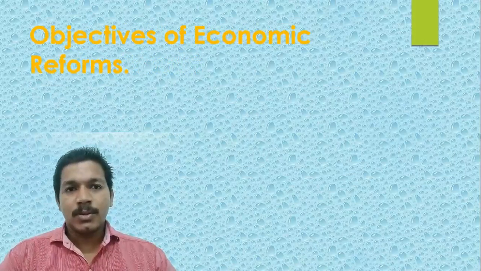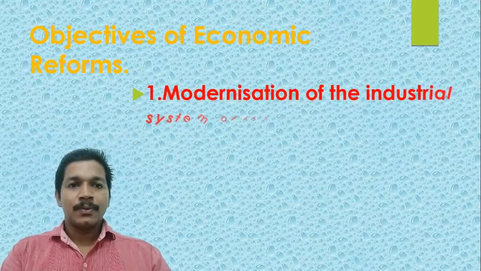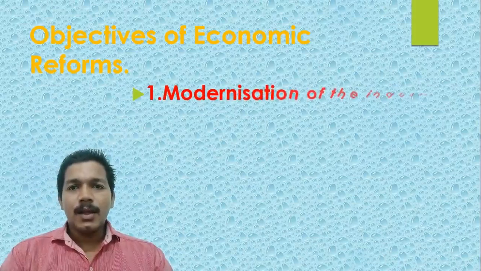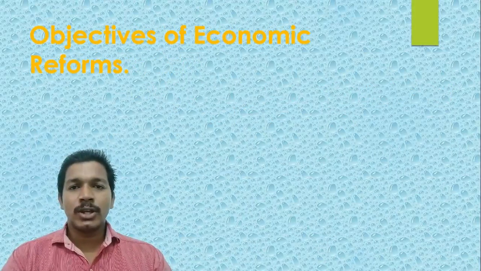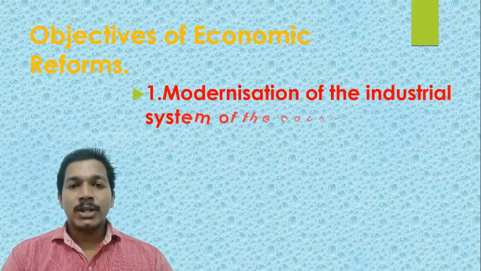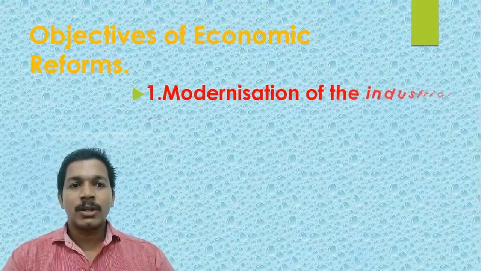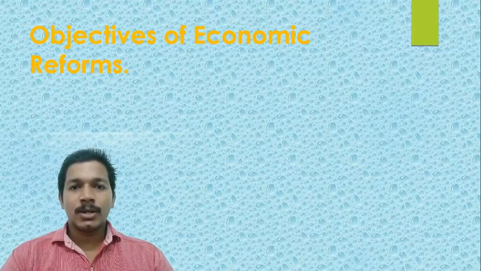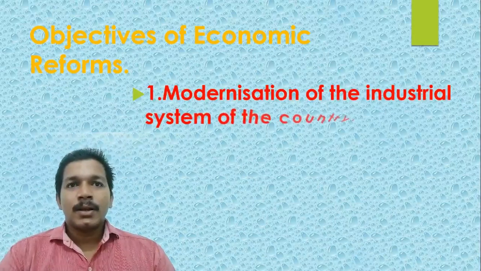Earlier, the industrial system of our country was not very systematic or of very high quality. Most of the industries were handled by the government sector, the public sector, and more concentration was given to the public sector. So there were not many private companies, and there was no competition. Because of that, there was not much economic development. So in order to bring a change to this situation, the government brought very important changes in the economic world, and made the decision to change the economic environment, so economic reforms were taken. So that is the first one, modernization of the industrial system of the country.